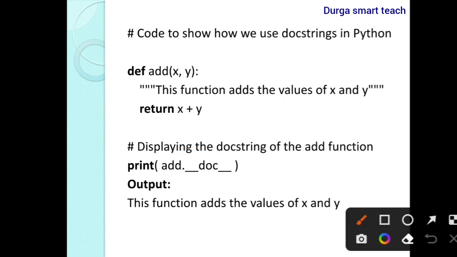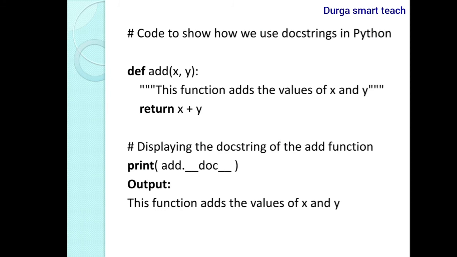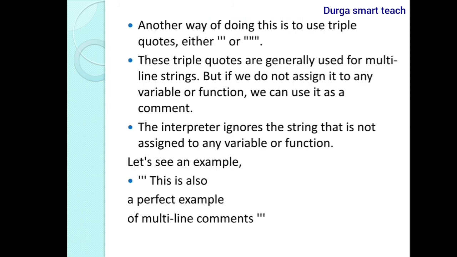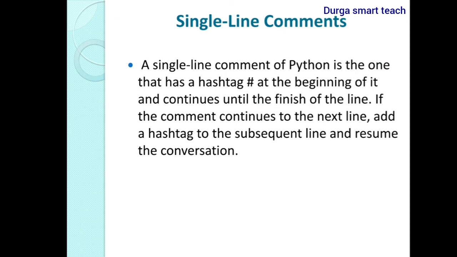Next, see the output. This is the function. It adds the value of x and y. So this is the output. I hope it is clear. Let's see one more time the differences between single line comment, multi-line comment and doc string. Single line comments are used to give one single line. These are not executed. These are ignored by the interpreter. Okay, so this is clear.